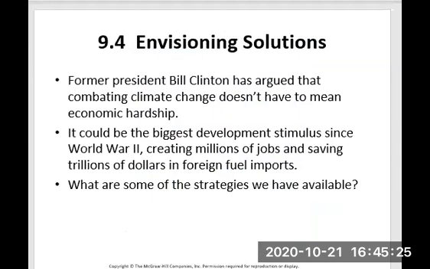There are certain solutions for this. Former President Bill Clinton has argued that combating climate change doesn't have to mean economic hardship. It could be the biggest development stimulus since World War II, creating millions of jobs and saving trillions of dollars in foreign fuel imports. So, what are the different strategies that we have available?